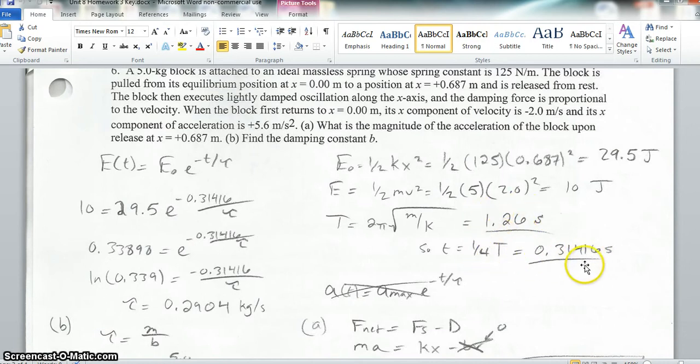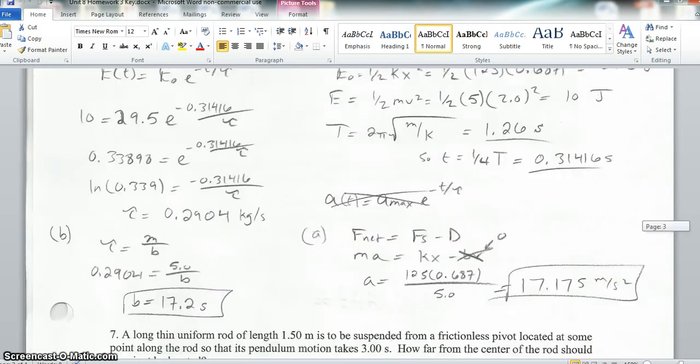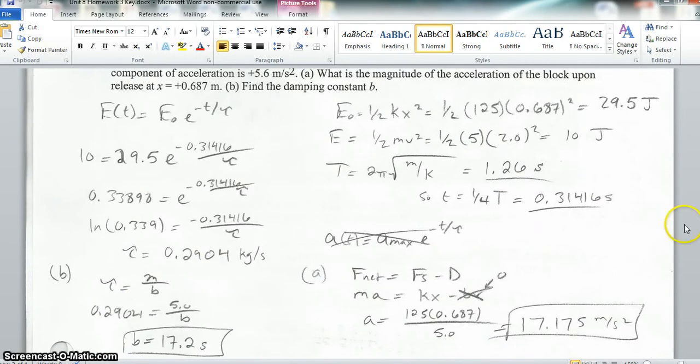I took a fourth of that total period, and that was my time to reach equilibrium. Then all I did from here was plug in those measurements and solve for tau. Once I had tau, I set that equal to the mass divided by b, and I solved for b. So again, take your time and look this one over.